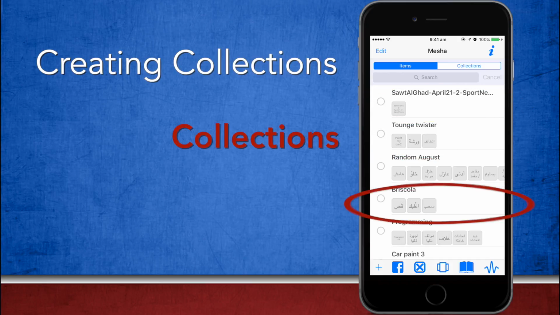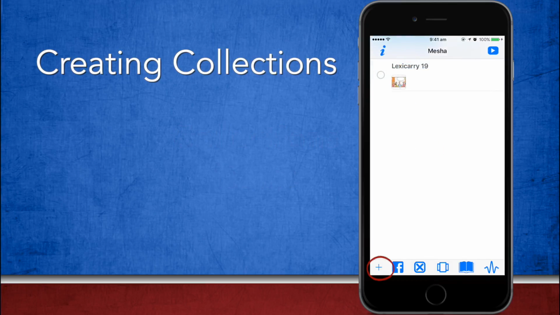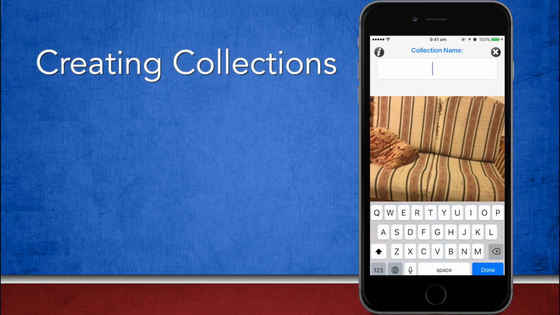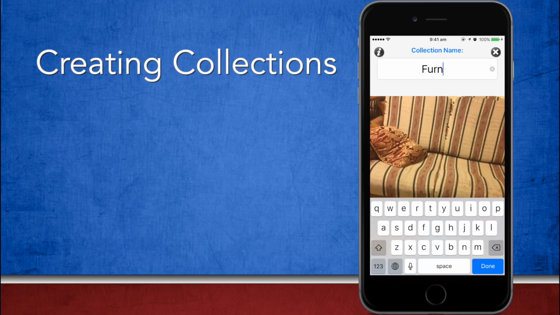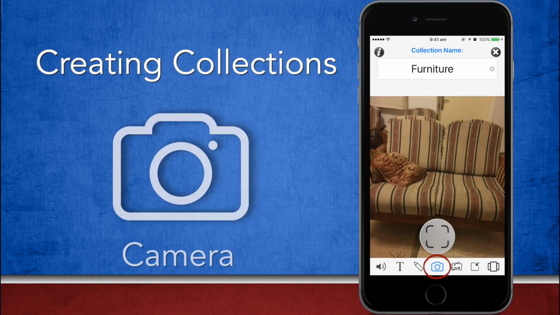These are collections and these are items. To make a collection, tap the plus button on the bottom left of the initial screen. You can give the new collection a name, for example, furniture. Now you can add images to the collection.